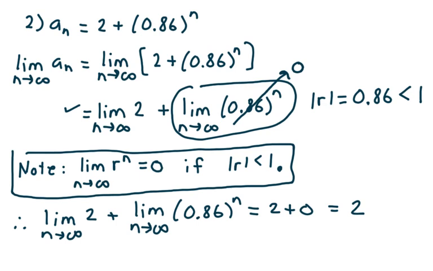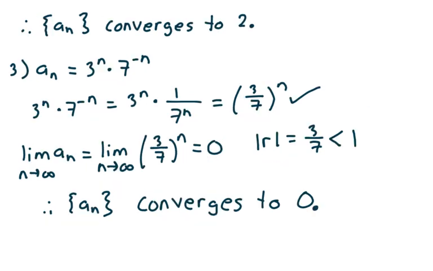And so, therefore, the limit as n goes to infinity of 2 plus the limit as n goes to infinity of 0.86 to the nth power, this is equal to 2 plus 0, which is equal to 2. And from here, we can say that the sequence converges to 2. Let's take a look at example 3.